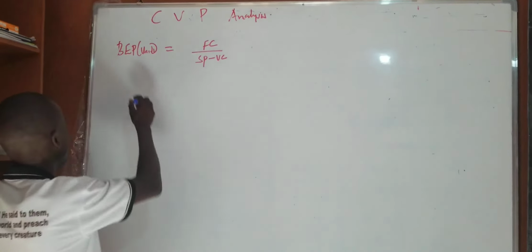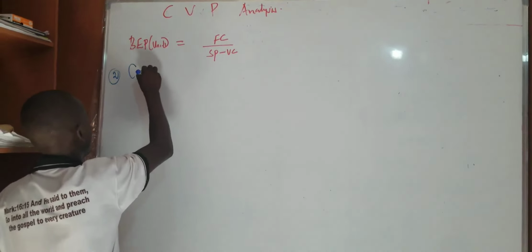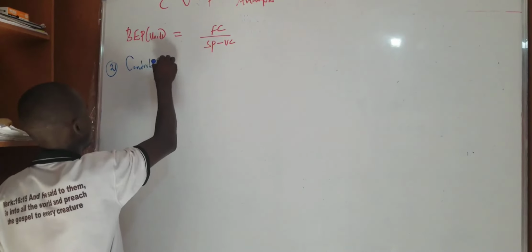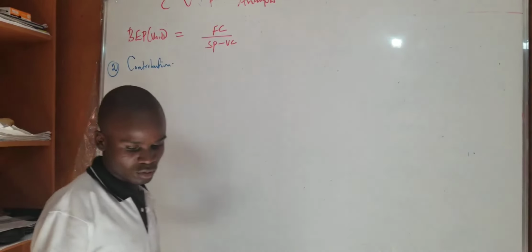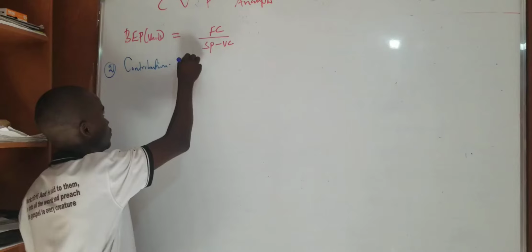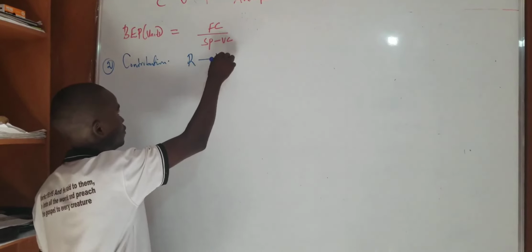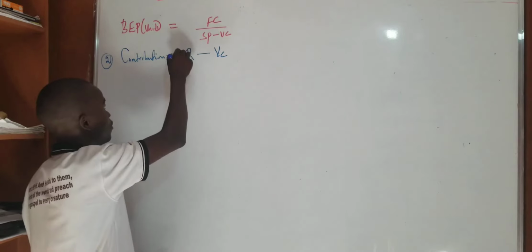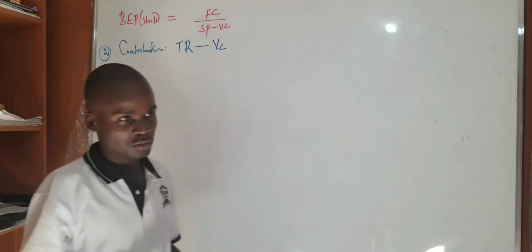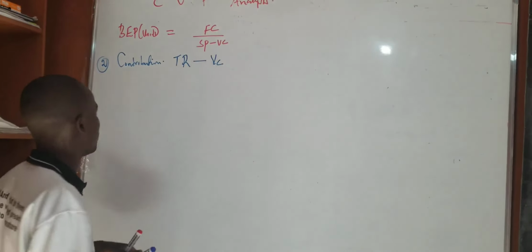So this is the formula of BEP. Then another term we need to know is contribution. What is contribution? It is the excess of the revenue over the variable costs. The excess of the total revenue over the variable costs. So this is the contribution: total revenue minus variable cost.